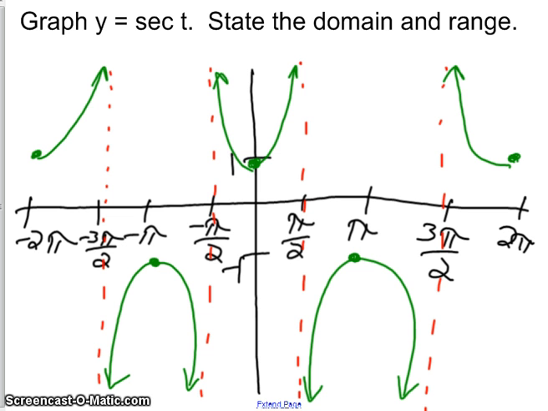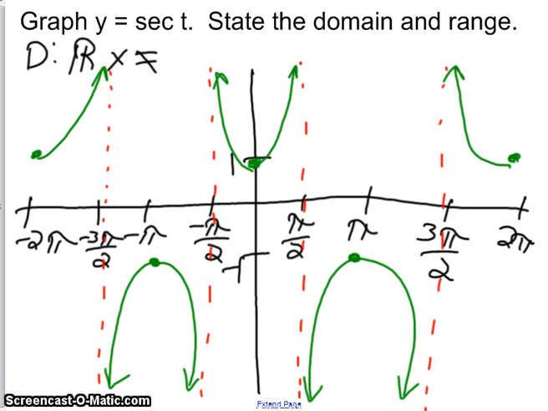Okay, so domain are all of the values that x can be. And we have vertical asymptotes in this graph, so those are places that the graph is undefined. So where are the vertical asymptotes? At every interval of pi over 2. At all of the odd multiples of pi over 2. Very nice. So therefore the domain is all real numbers with these exceptions.